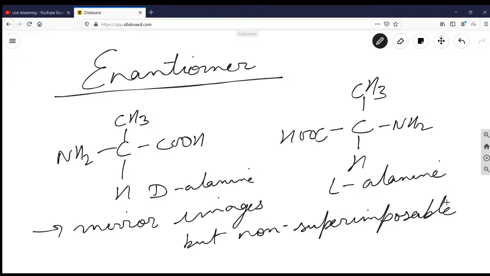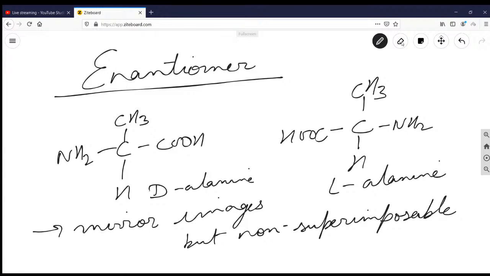Superimposable means if you keep these two on top of each other, they will not be able to completely cover each other. You can try this at home using 3D diagrams, or YouTube videos where 3D diagrams are present. Just type enantiomer and you will understand what non-superimposable means. If you place one on top of the other, complete superimposition is not possible. That is known as a non-superimposable enantiomer.